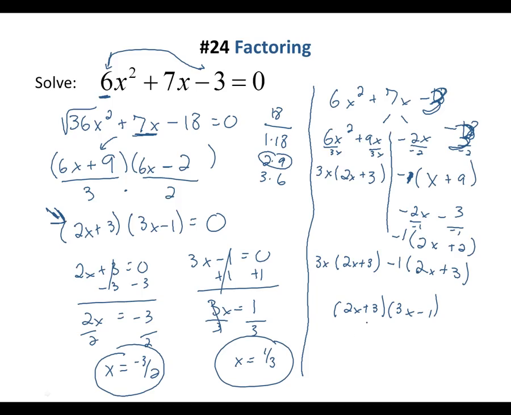Okay, let me go back. So this whole side was negative 2x minus 3. So really, they only had negative 1 in common. There we go. Oh, thank you, thank you. I'm so in the habit of doing it the other way. Okay, so I have 3x, 2x plus 3, and this side was negative 1 and 2x plus 3.